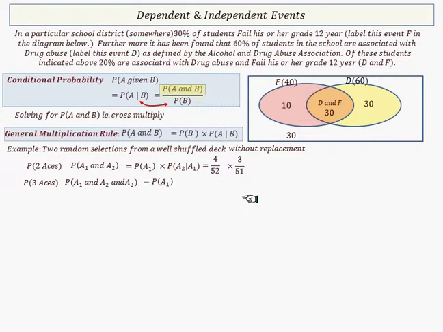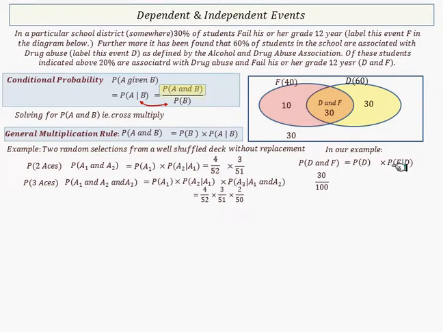For three aces, we have a generalization, applying this twice, we have the following: 4 over 52, 3 over 51, 2 over 50. And that applies to our example here. D and F: probability of D times probability of F given D. As you can see, there's some cancellation going on here. The result is 30 out of 100.